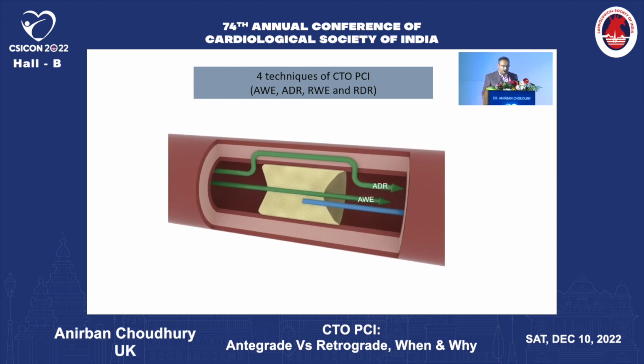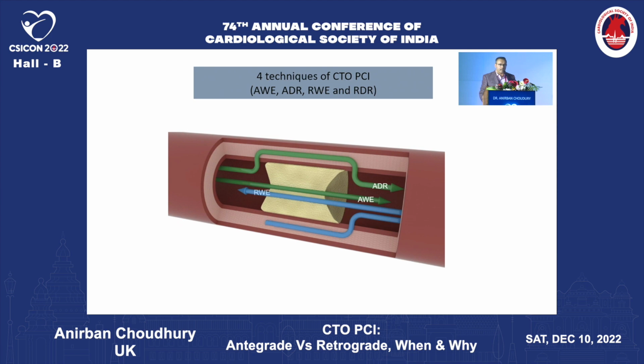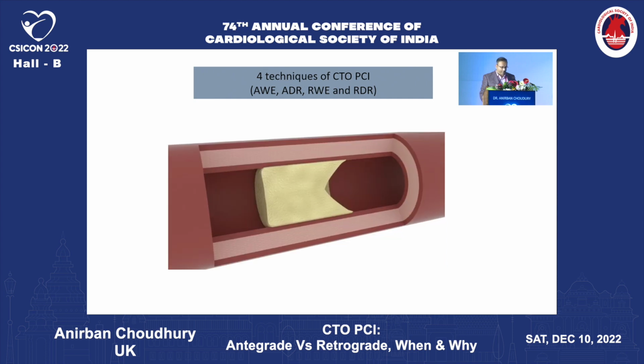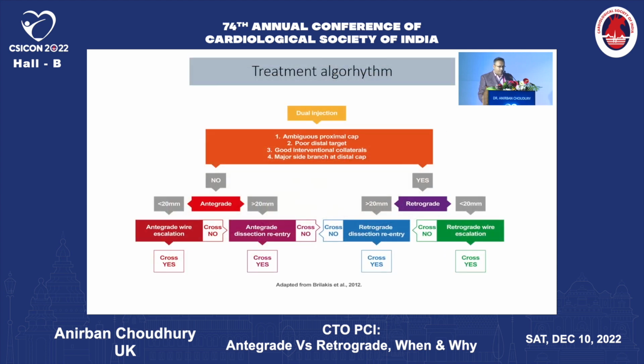But this is basically a little schematic. If you can go straight through the plaque, it's antegrade or retrograde wire escalation. If you can't and go subintimally, it's called a dissection reentry. There are multiple algorithms, and algorithms have become more and more complex because there are iterations under all of these. But bottom line is, these are the 4 questions we ask.